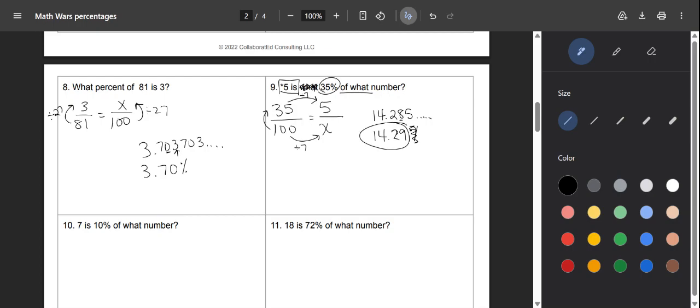Okay. I could set up a tape diagram, but finding out how many 35s are in 100 is a little tricky. I might have to take it down to 5%. I think it's a little easier for us just to set up the proportion like that.